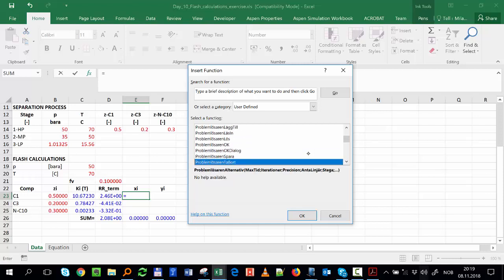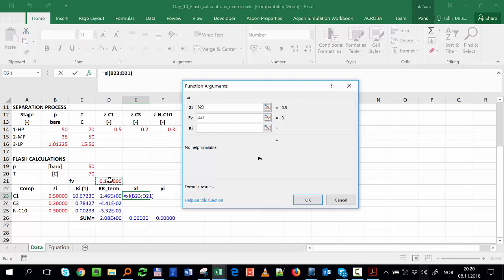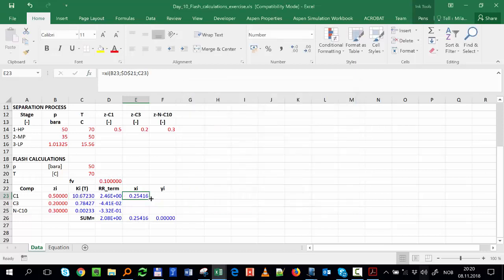Xi, and that's using set. Do I block it? No. Volume fraction, I block it? Yes. And Ki, block it? No. Okay, and then I copy and I paste. Xi should give you equal to 1. That's the sum of all of them. And it doesn't give you equal to 1. That means I don't have a solution yet.